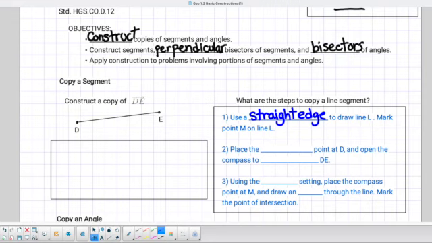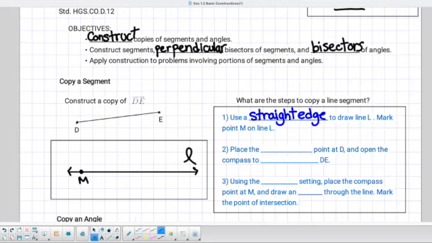And mark point M on line L. And to make it a line, we want arrows on both ends, showing that that line goes on in the left and right direction, infinitely long. Mark a point M on this line. And we're going to label it with a cursive L for the line.